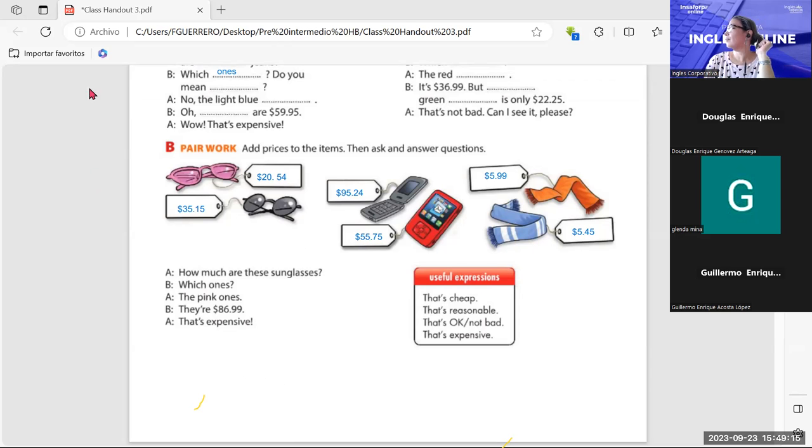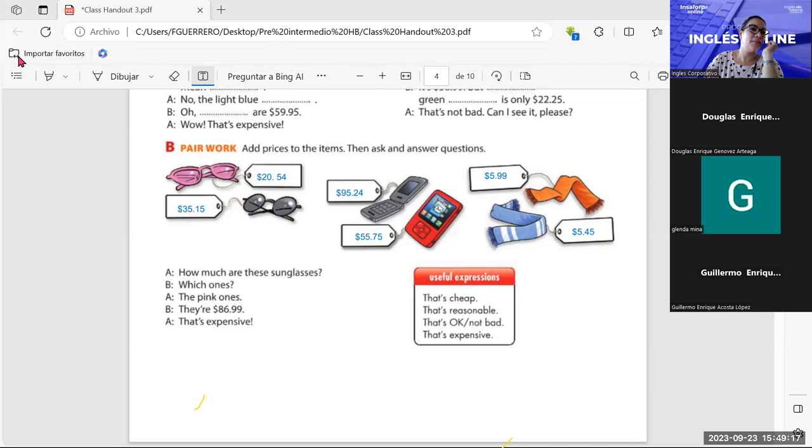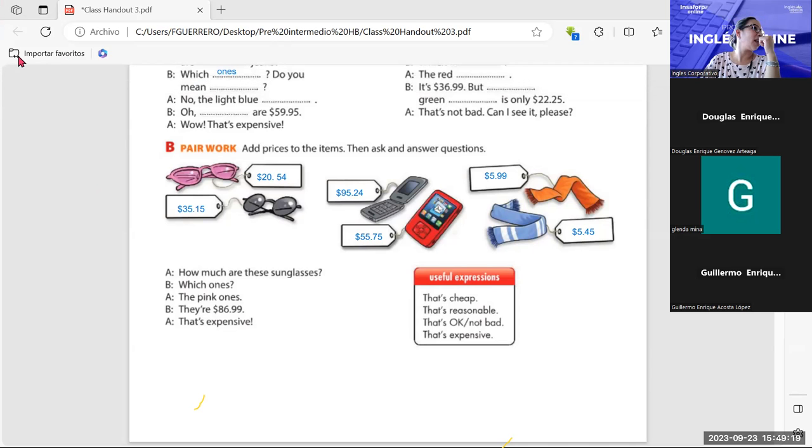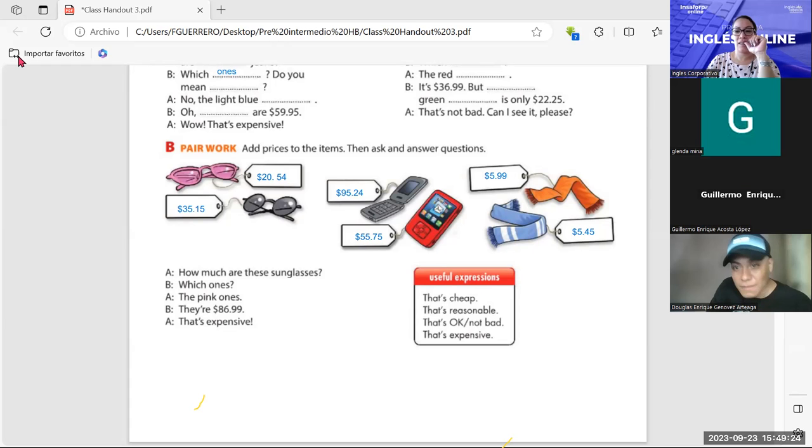Perdón. How much is scarf? Is this scarf? Is this scarf? Vamos a ver. $55.75. Oh, okay, yeah. Vamos a asumir que le preguntó ya con la scarf en mano. Por eso no le preguntó which one.